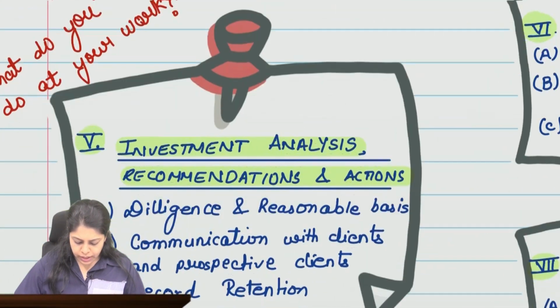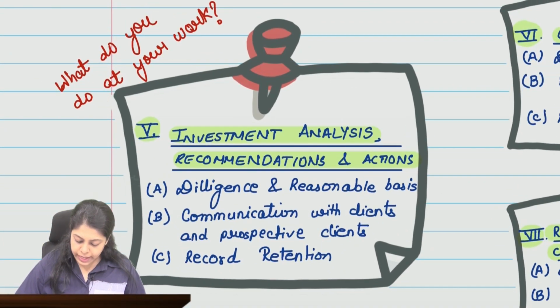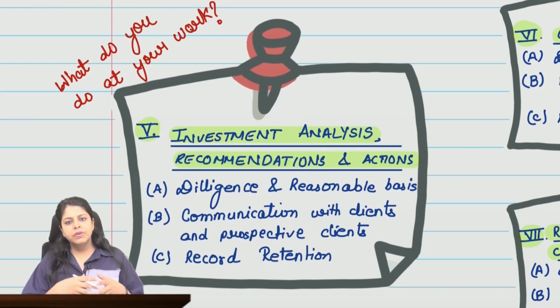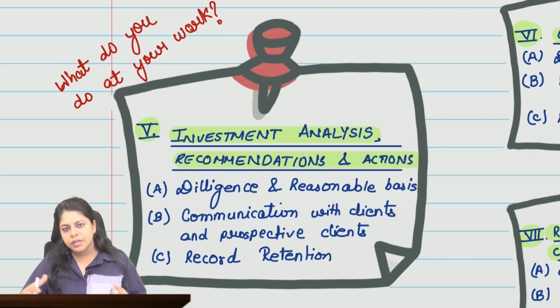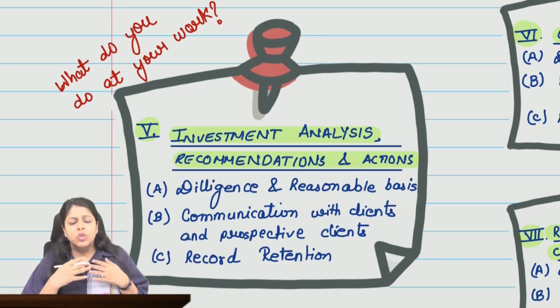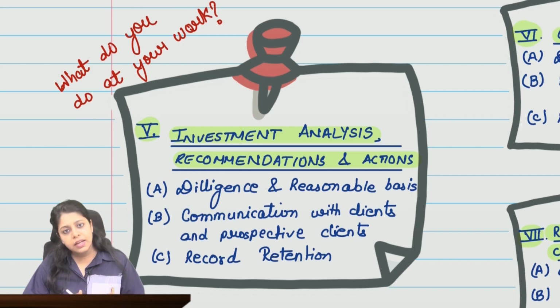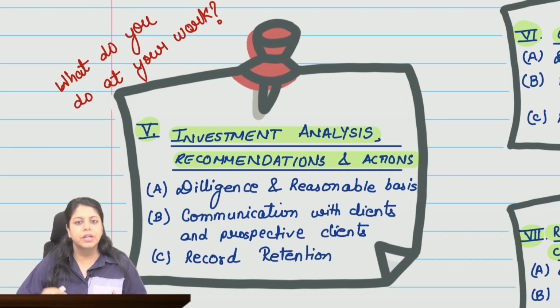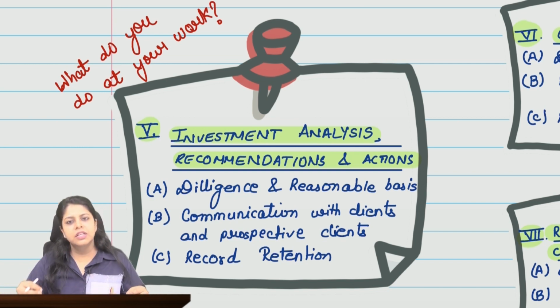Moving on, the fifth standard is investment analysis, recommendations and actions. Now, whenever you make any investment analysis or recommendation or actions, you need to take care of these three subsections: diligence and reasonable basis. Any investment analysis, any investment recommendation of yours should be the result of a thorough analysis. You should know what made you reach a particular result, a particular decision, and there has to be a complete explanation behind it.